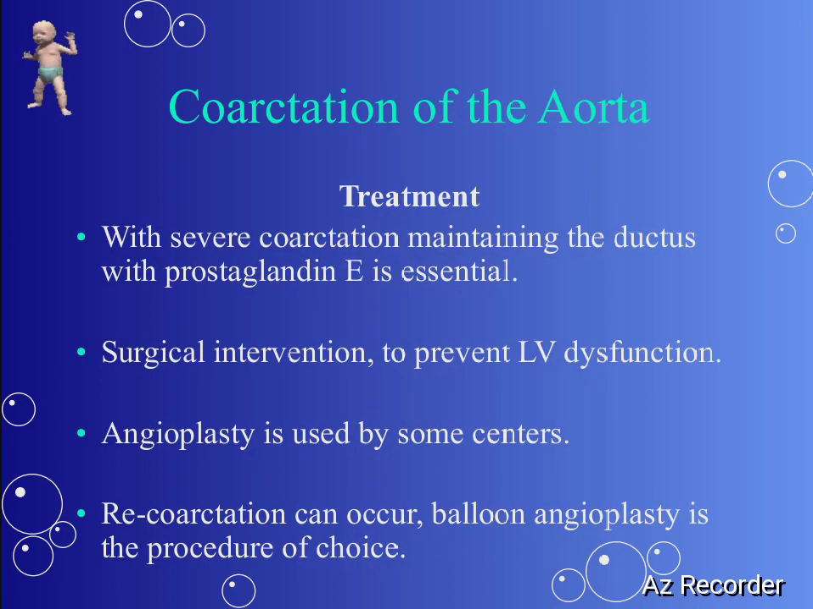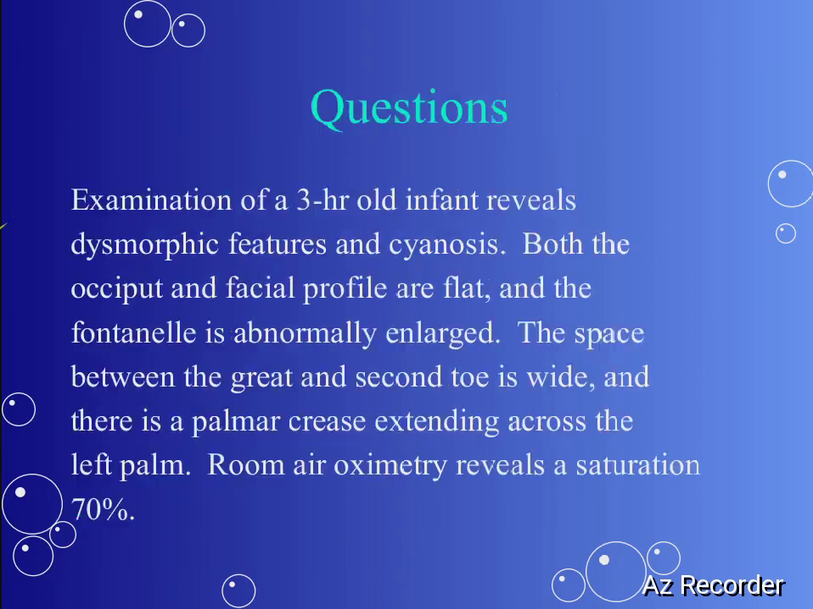Treatment: with severe coarctation, maintaining the ductus with prostaglandin E is essential. Surgical intervention is done to prevent LV dysfunction. Angioplasty is used by some centers. Recoarctation can occur. Balloon angioplasty is the procedure of choice.